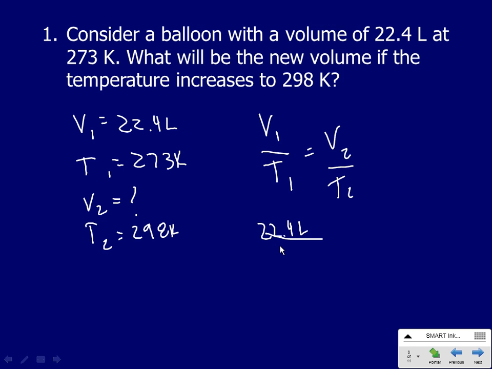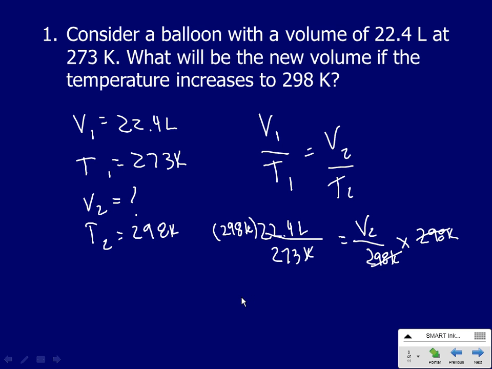V1, 22.4 liters. Oops, bad line there, but you get the idea. 273 Kelvin. V2 is what we're looking for. T2 is 298 Kelvin. I've got to move this over here. Multiply by 298 Kelvin. Multiply by 298 Kelvin. That's gone. K is gone. 298 times 22.4 divided by 273.